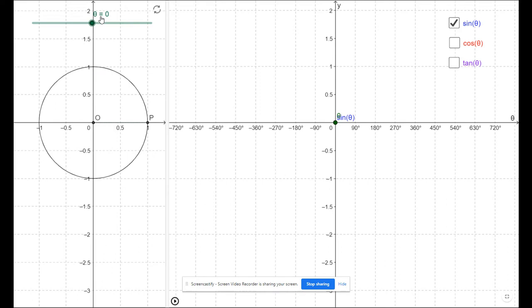And I have it set to start at an angle of 0, so when this thing starts drawing, it's going to start drawing all of the sines, which again are all the y coordinates on this circle for every rotation. So it's going to start drawing all of the sines for each angle.